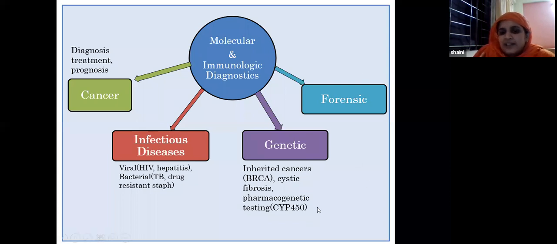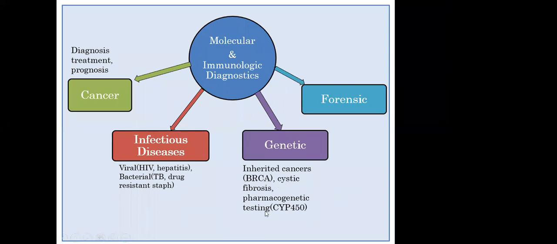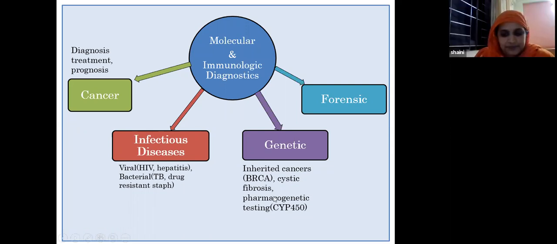In non-malignant conditions also, like cystic fibrosis, pharmacogenetic testing, for example cytochrome P450 testing, etc. Finally, coming to forensics. In forensic pathology, molecular techniques are very important. They help in sex determination and also paternity testing, DNA testing. It is a very commonly used word.